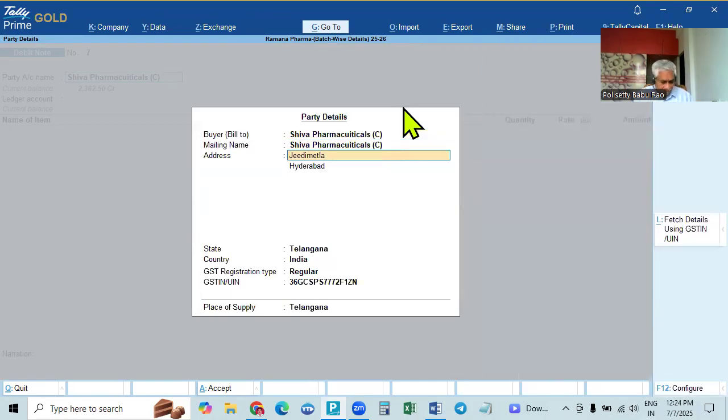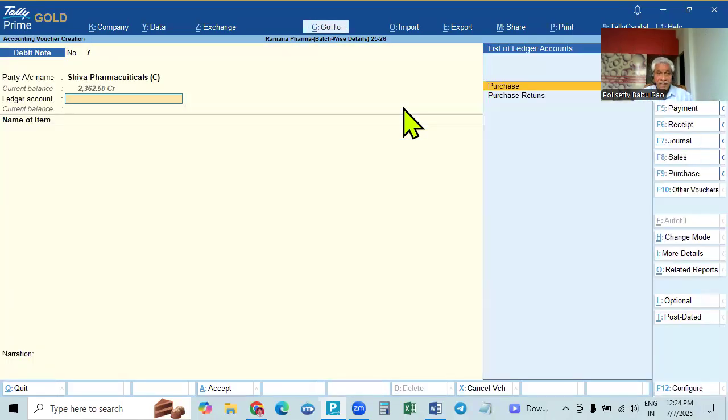So party details, accept, and here this is purchase returns. Some people take it as purchases only. If it is taken as purchases, when you make purchases and then return, the balance will be taken to the profit and loss account. So 1,000 rupees we purchased, 100 rupees returned. If you take both as purchases, the net amount 900 only will show. It will not show the return separately, but you have to take it as purchase returns separately.